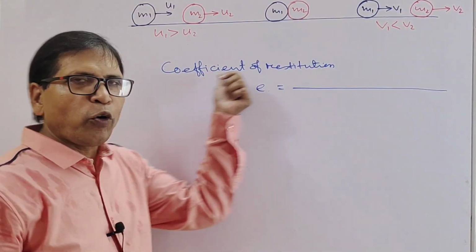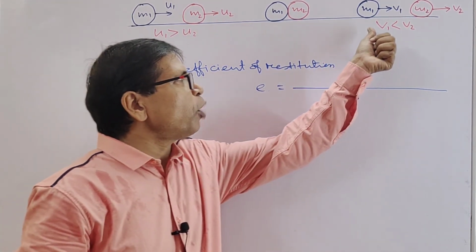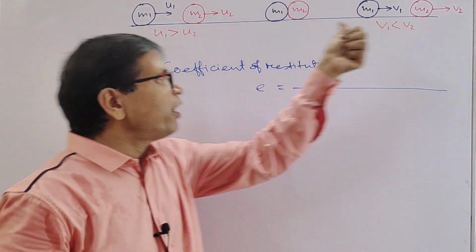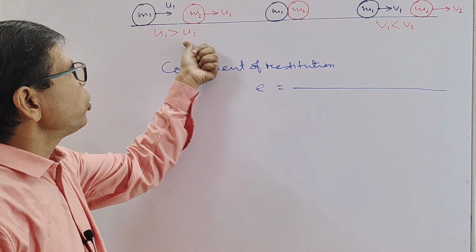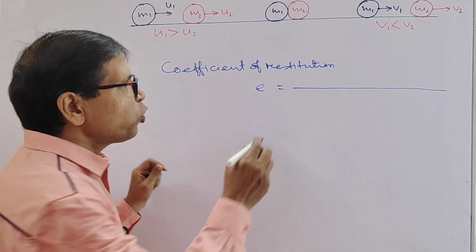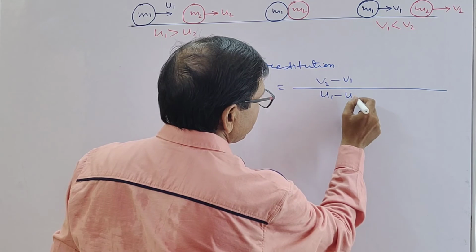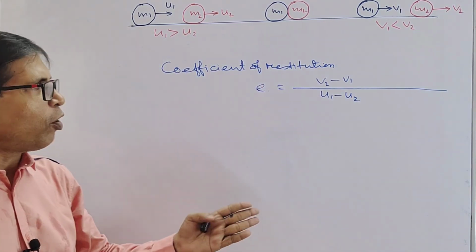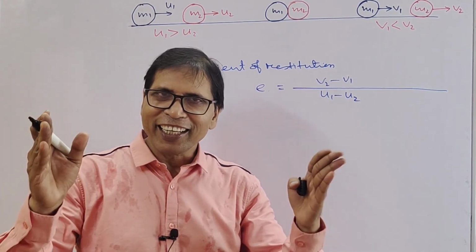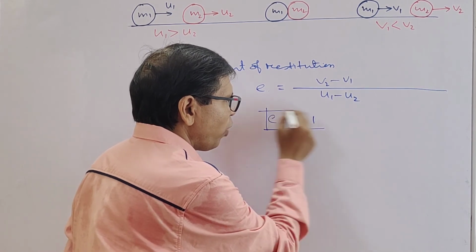Next, the coefficient of restitution e. It is the ratio between the relative velocity of separation of two particles after collision and the relative velocity of approach of the two colliding particles before collision. So this is v2 minus v1 divided by u1 minus u2. In case of elastic collision, this ratio is equal to 1. So in case of elastic collision, e equals 1.